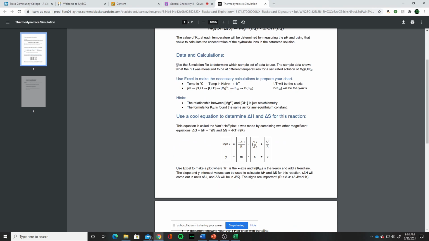Okay, so it says use the simulation file to determine which sample set of data to use. The sample data shows what pH was measured to be at different temperatures. You're then going to use Excel to make the necessary calculations to prepare your chart. So we are going to be graphing an equation that is called the Van Hoff, I think that's how it's pronounced, I don't think you pronounce the T. I don't think it's the Van't Hoff, but maybe it is.